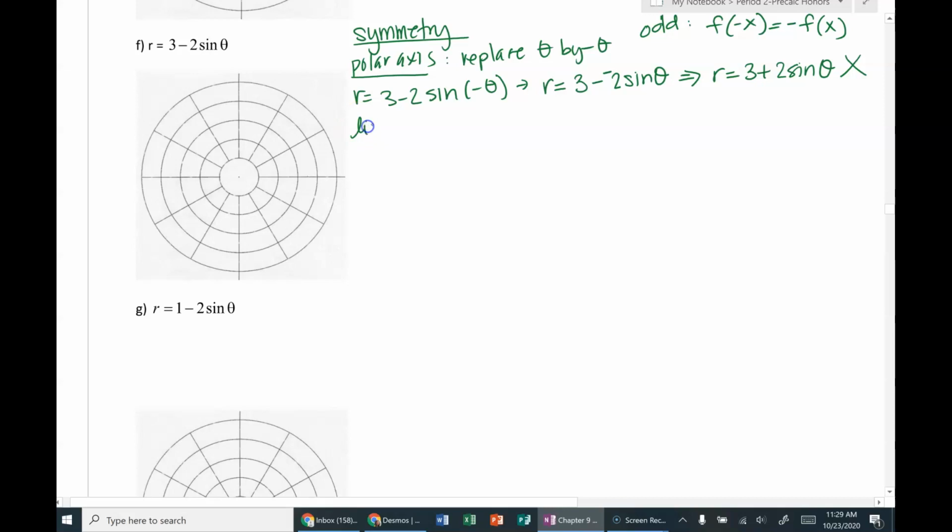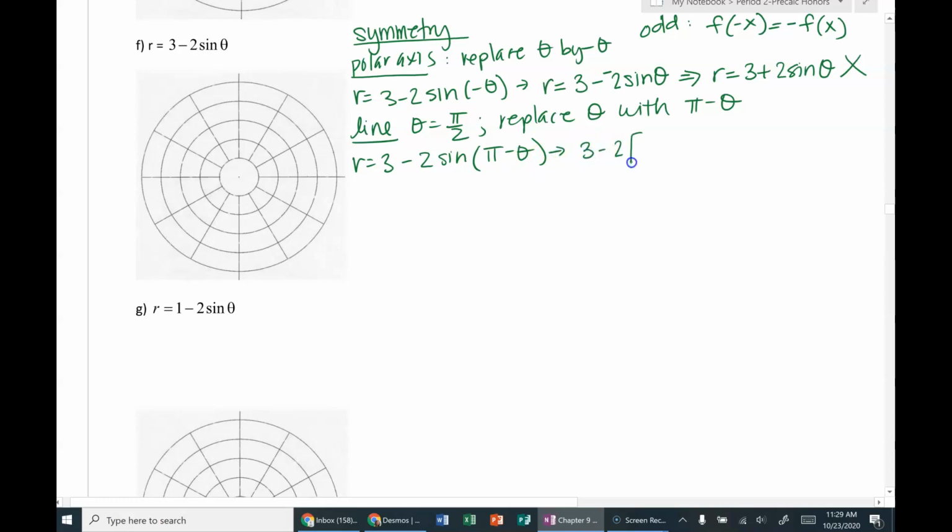Next, we want to see if it's symmetric with respect to the line theta equals pi over 2. The formula said replace theta with pi minus theta. Then let's rock and roll. R equals 3 minus 2 times sine of pi minus theta. We will use the sum or difference formula for sine. So 3 minus 2 quantity, we are going to spell it all out. Are you ready? Sine of pi cosine of theta minus cosine of pi and sine of theta, just like that.